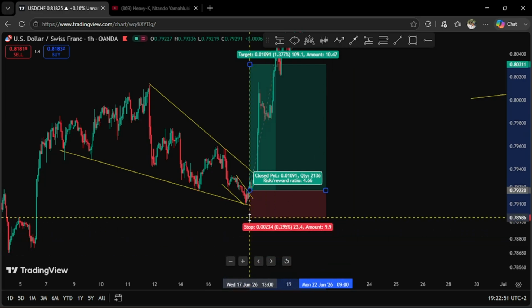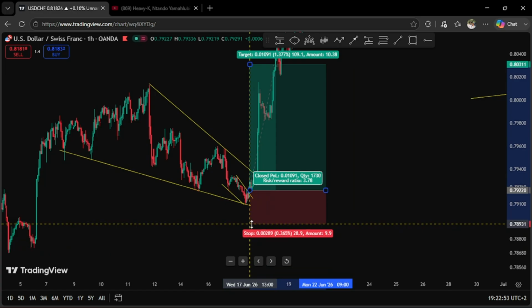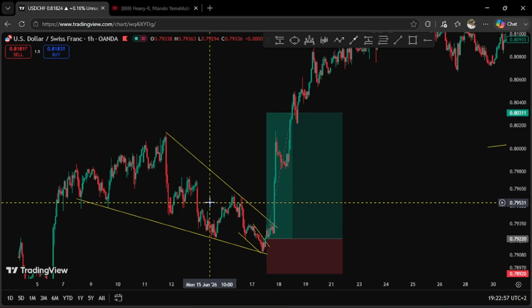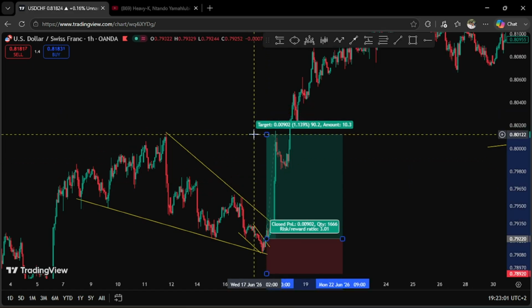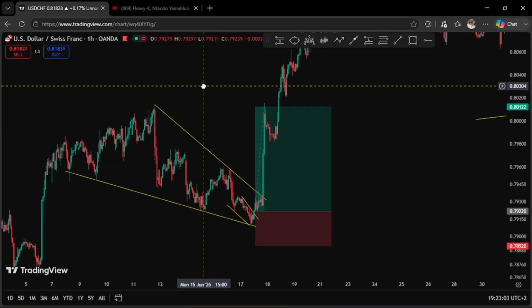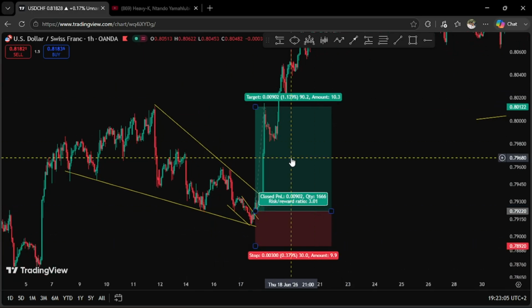Okay. You see, like I said, minimum 30 pips, no matter what. That's where I keep it, 30 pips. And then you would have targeted here, so you would have a risk to reward ratio of 3.01. So this is better. This risk to reward ratio is better.